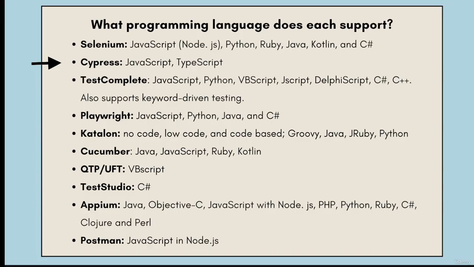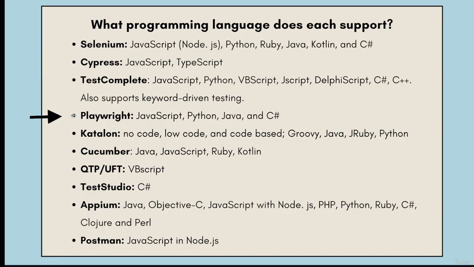Cypress uses JavaScript and TypeScript. So while Cypress itself doesn't natively support other languages like Python, Java, or C#, you can integrate it into projects using those languages via APIs or test runners that interact with JavaScript-based tests. TestComplete uses JavaScript, Python, VBScript, JScript, Delphi script, C#, C++, and it also supports keyword-driven testing.